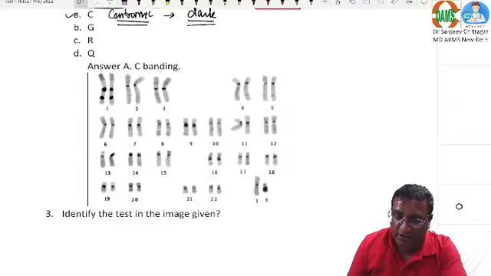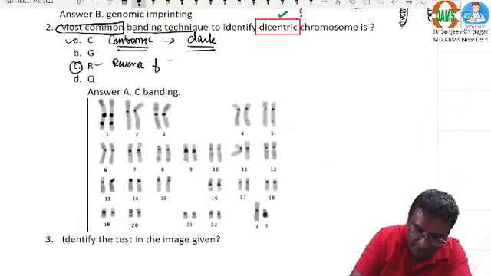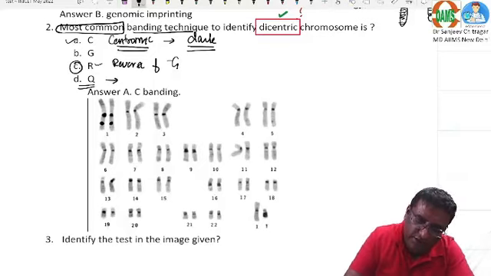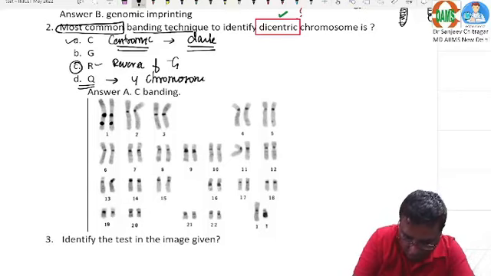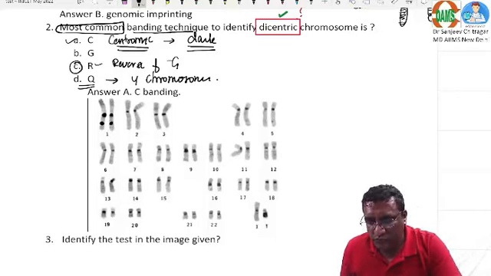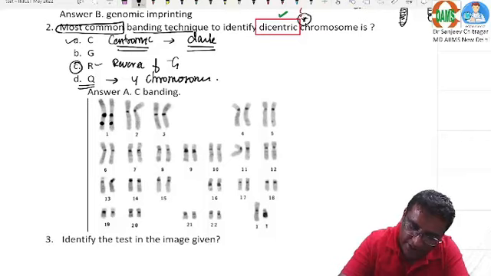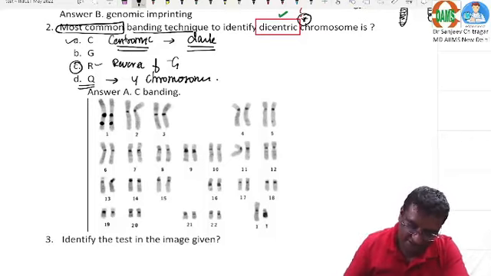Remember C banding. One more is R banding. What is R? R is the reverse of G banding. And one more is Q banding. Q banding is used to identify the Y chromosome if they ask this question. So for Y chromosome identification we use Q banding specifically. So the very important keyword is dicentric. If dicentric was given, then the answer is definitely C banding.